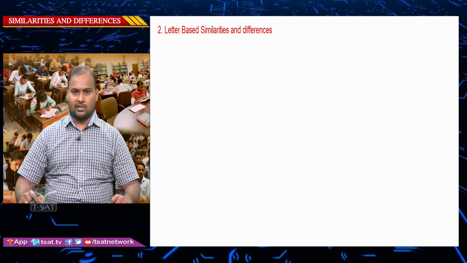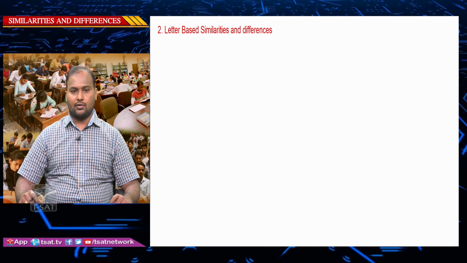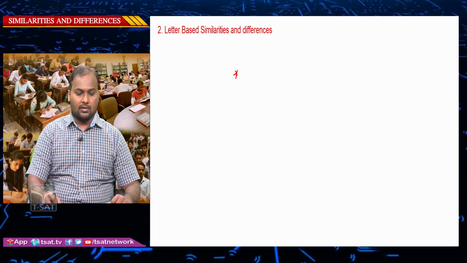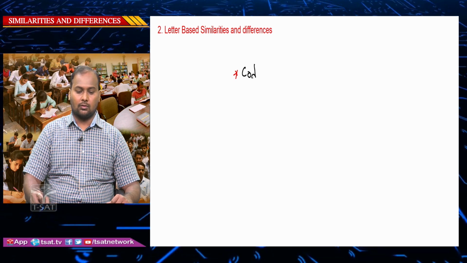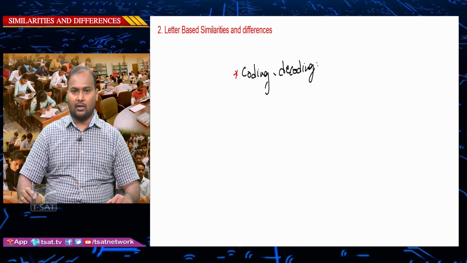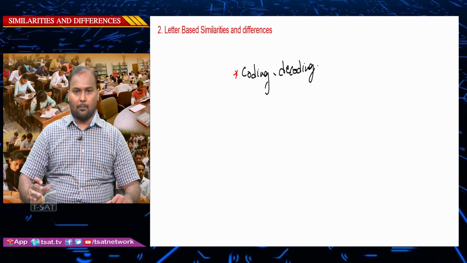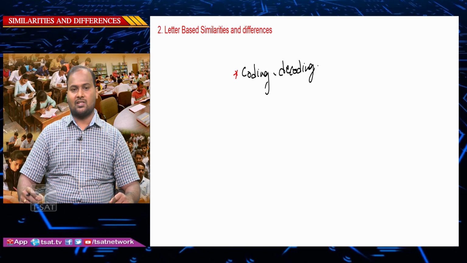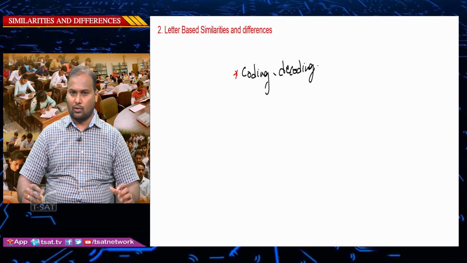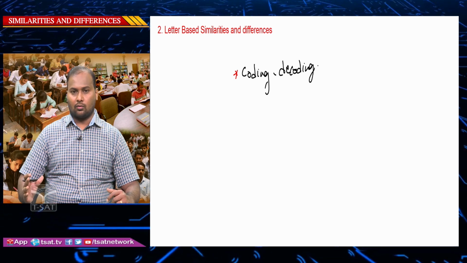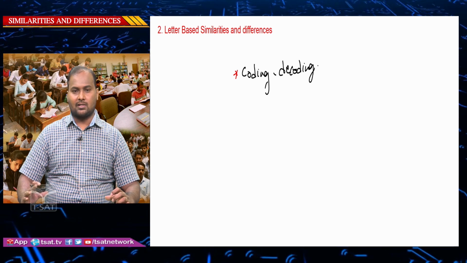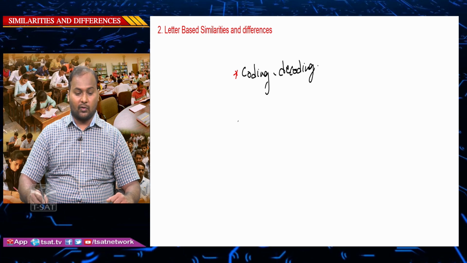To answer the questions from this topic, the student should be thorough with coding and decoding. That is very, very important. The first one is coding and decoding. The student should be thorough with this topic. What are the different types of coding and decoding? How are these patterns formed? How is the approach towards this? Once the student is thorough with this topic, it becomes very, very easy for him, because the questions will be of similar approach. That is very, very important.